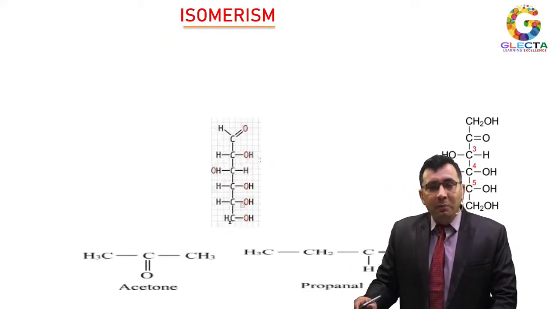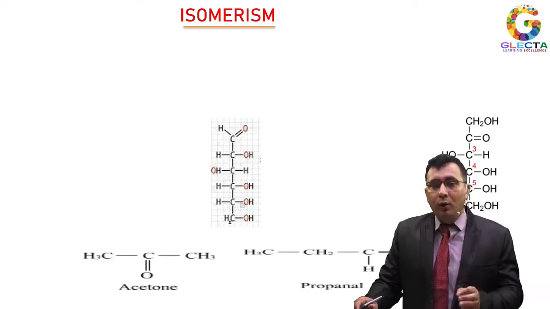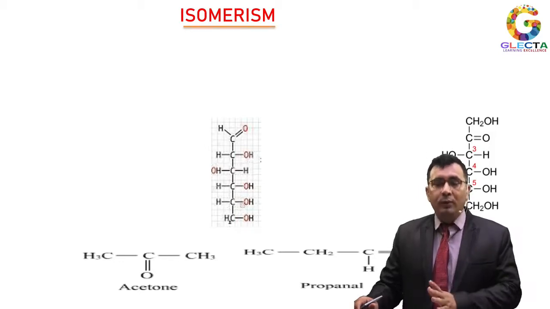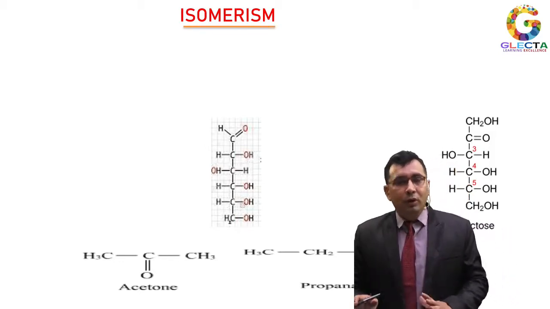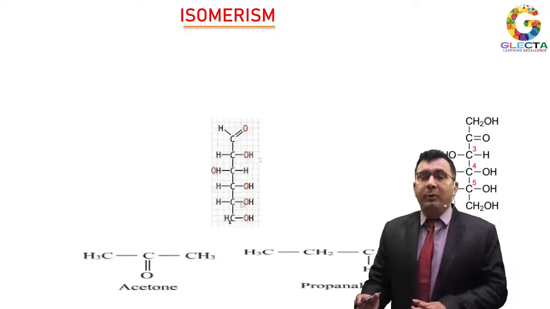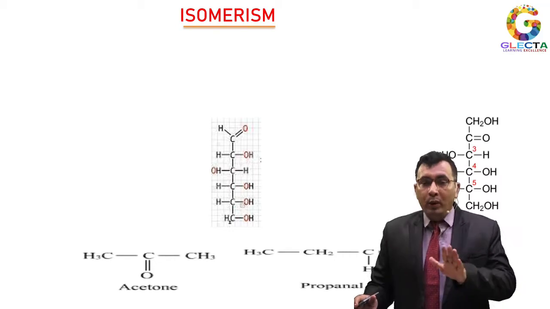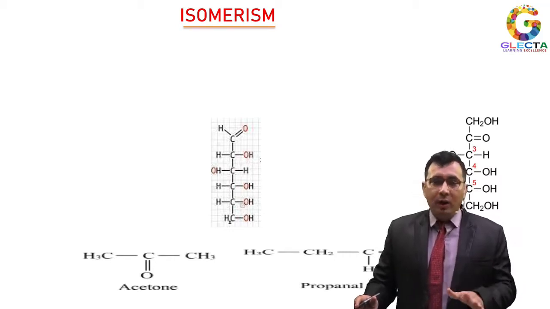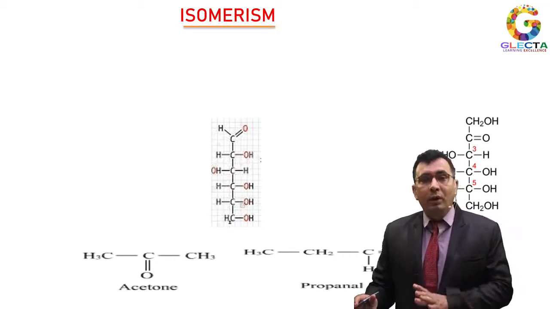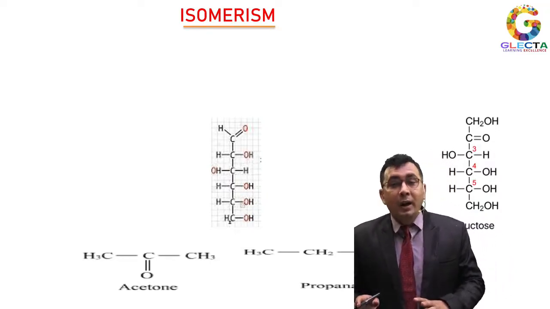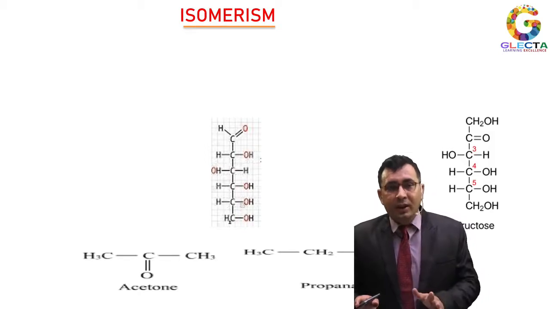When compounds having the same molecular formula but different physical and chemical properties are known as isomers of each other. Please note this down. Do you have pen and paper with you? No? Please bring pen and paper and note down the definition. What are isomers? Isomers are the compounds having the same molecular formula but different physical and chemical properties. You can see the structure.